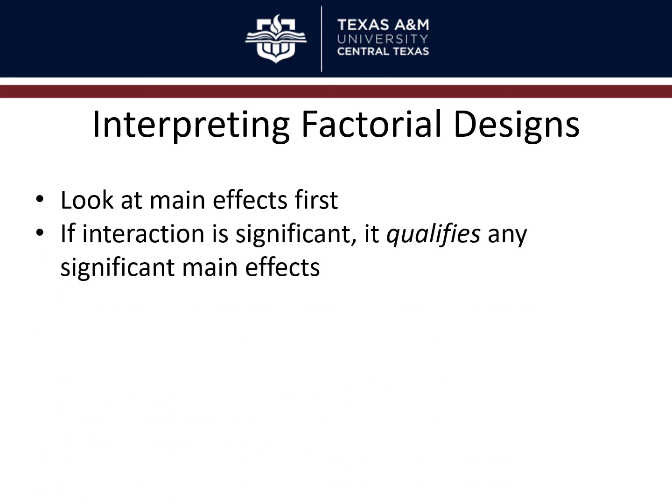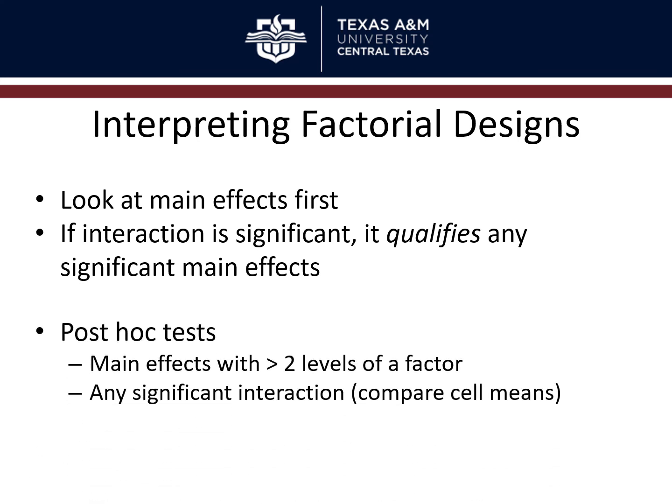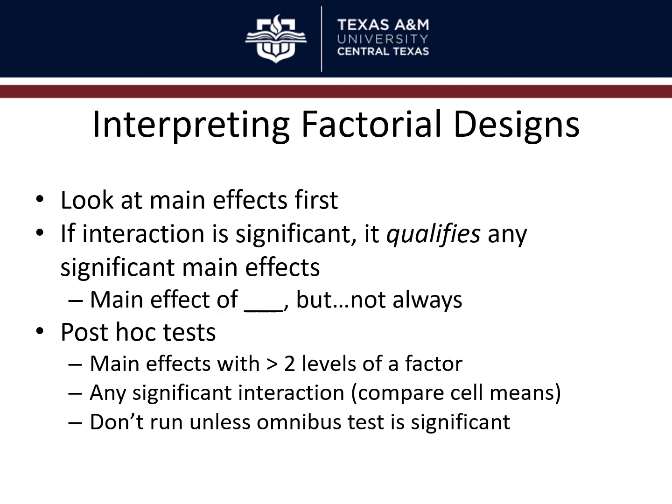But if the interaction between two factors is significant, it qualifies any significant main effects you have. You can have an interaction without main effects or with main effects. It happens both ways. But if you have a significant interaction, that main effect or main effects are qualified. So when there's an interaction, you say, yep, there was a main effect of drug, of presenting problem, whatever. But it wasn't always true.